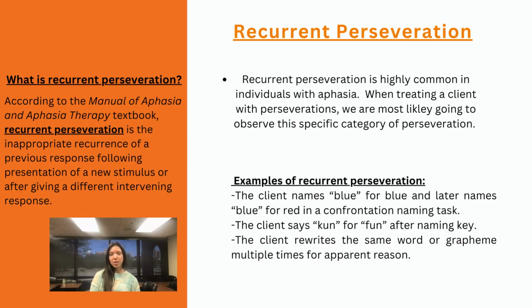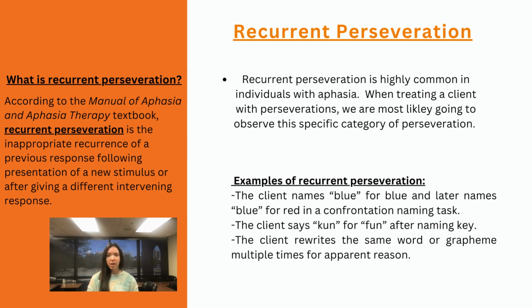So now we're going to talk about what is recurrent perseveration. According to the Manual of Aphasia and Aphasia Therapy book, recurrent perseveration is the inappropriate recurrence of a previous response following presentation of a new stimulus or giving a different intervening response. So recurrent perseveration is highly common with individuals with aphasia. When treating a client with perseverations, we are most likely going to observe this specific category of perseveration.